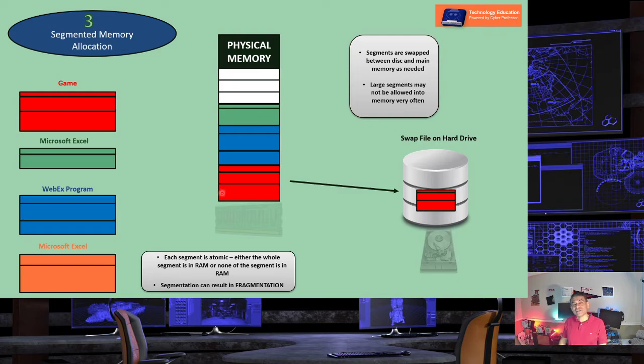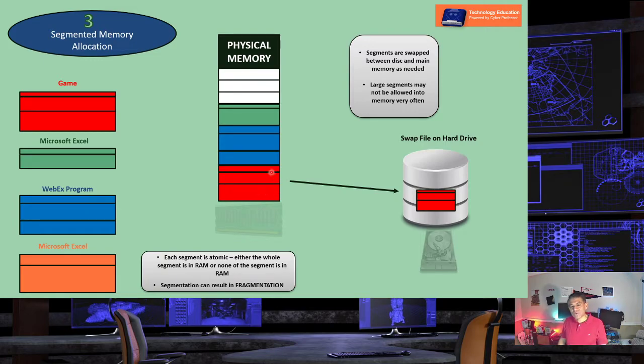However, if physical memory becomes scarce at some point in time and there isn't enough space for a new program to be allocated in physical memory, some of the idle processes that reside in physical memory, in this example being the red section of the game that is depicted here on the bottom of physical memory, can be moved to the permanent storage, which is the hard drive on your computer system, in the form of a swap file allocation.